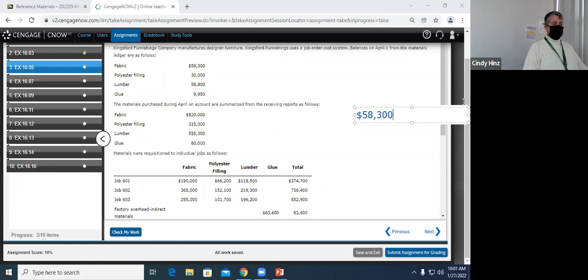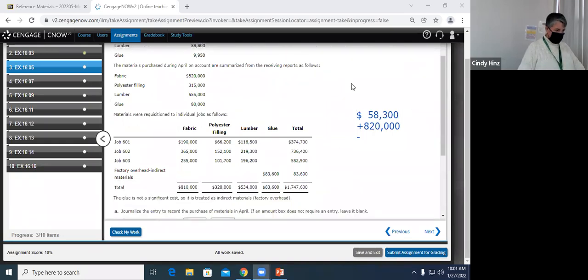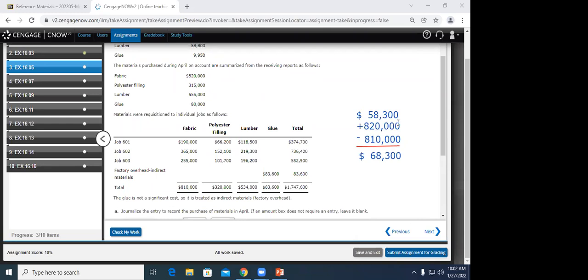For the fabric then, we started the month with $58,300. We added to it our purchases of $820,000. We then used, for fabric, I've got 3 amounts there because I have it separate. Is there a total that I just can't see? Yeah, this wasn't scrolled down far enough. So we used $810,000 worth of fabric. And so our ending balance, we need for that to be red, our ending balance would be $68,300.